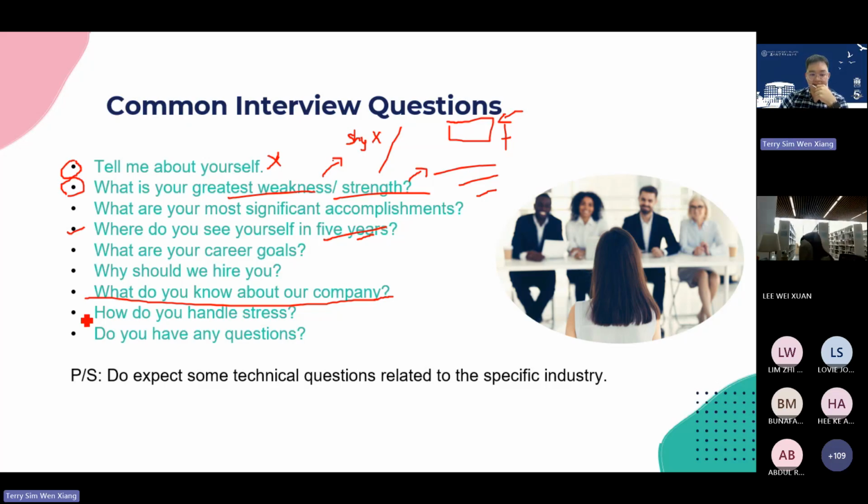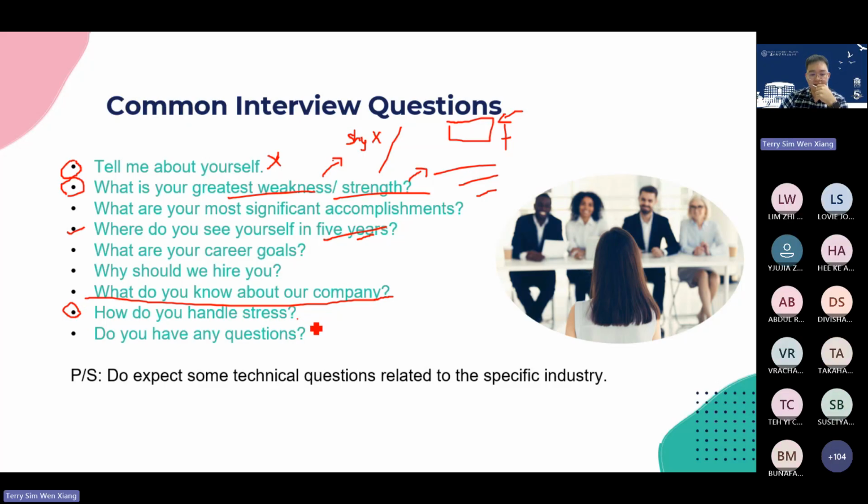And how do you handle stress? I think this is also important. So you can just tell them honestly how you handle stress. And do you have any questions? Don't be silent on this question and just tell them no, I have no questions.